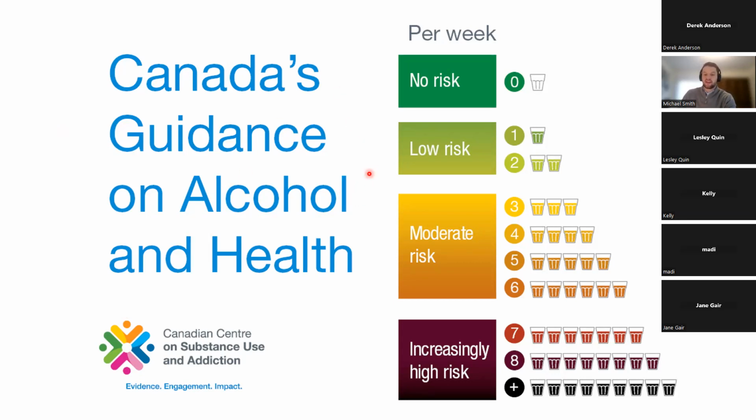Now, the risk is low for people who consume 2 standard drinks or less per week, and all these standard drink levels are per week. The risk is moderate for those who consume between 3 to 6 standard drinks per week, and it is high for those who consume more than 6 standard drinks per week, with increasingly higher levels of risk with each additional drink. And again, as we talked about earlier, these are all standard drinks.